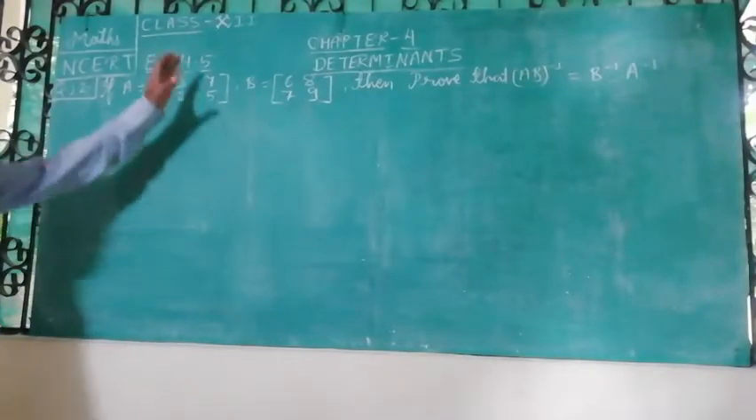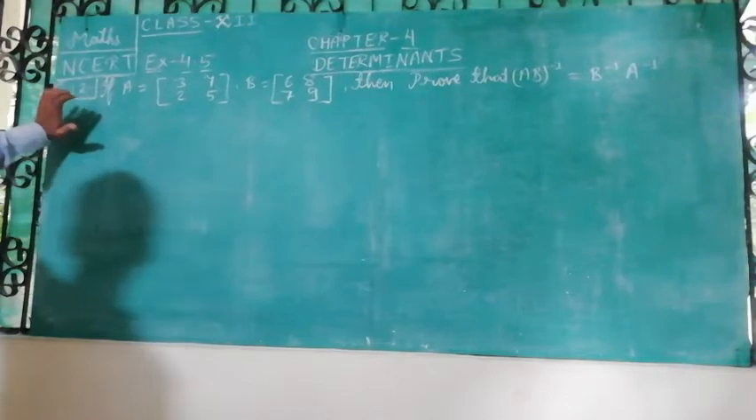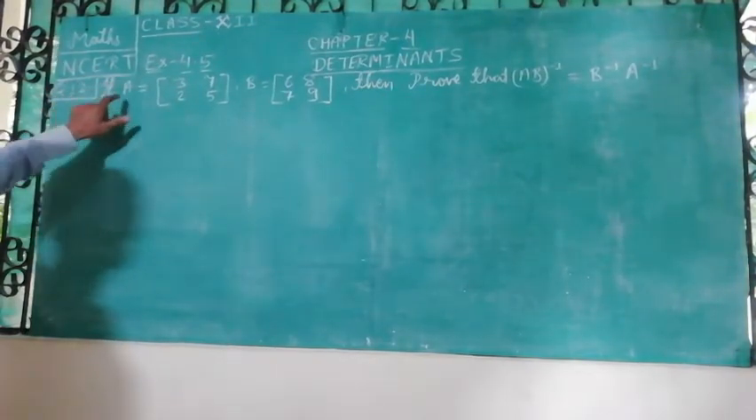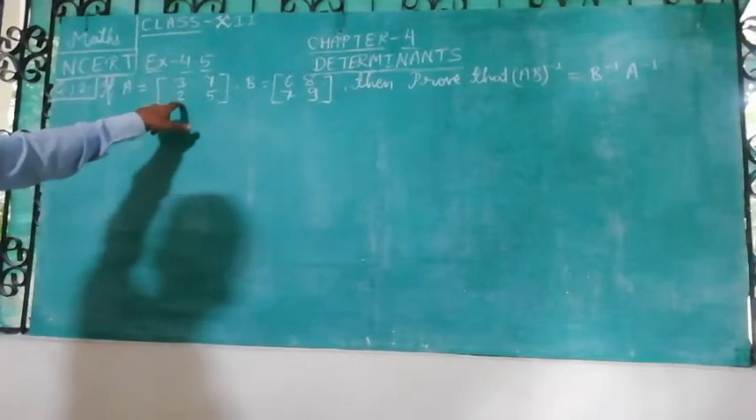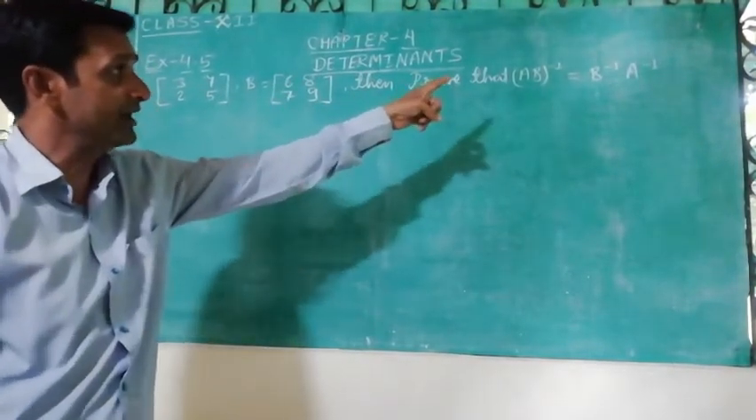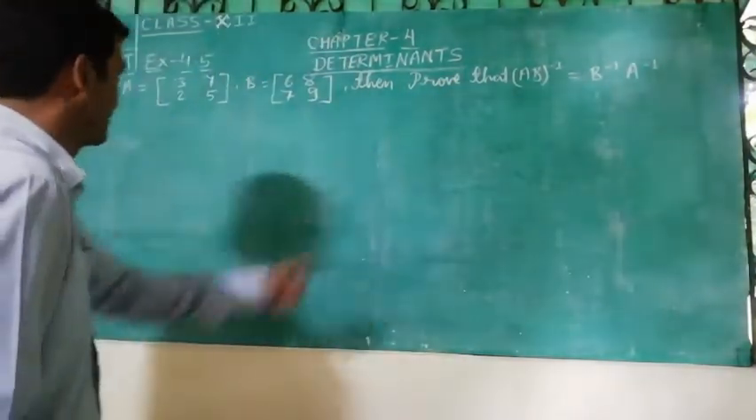We are discussing class 12th chapter 4, that is determinants, and here we have to do exercise 4.5 question number 12. If A is equal to [3 7; 2 5] and B is equal to [6 8; 7 9], then prove that (AB) whole inverse is equal to B inverse A inverse. This we have to prove.